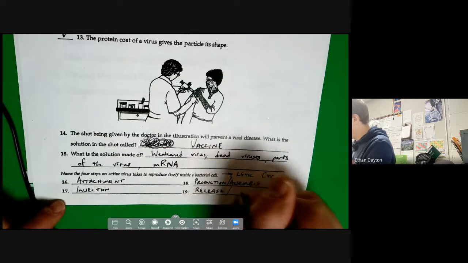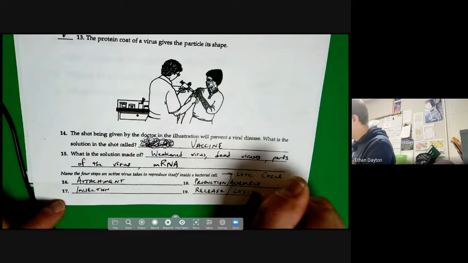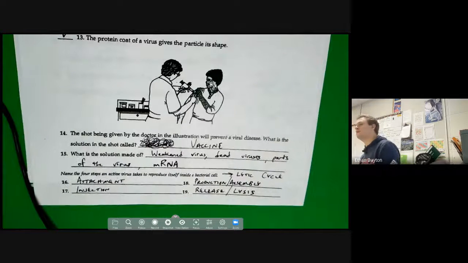We call this lysis. The cell membrane bursts.